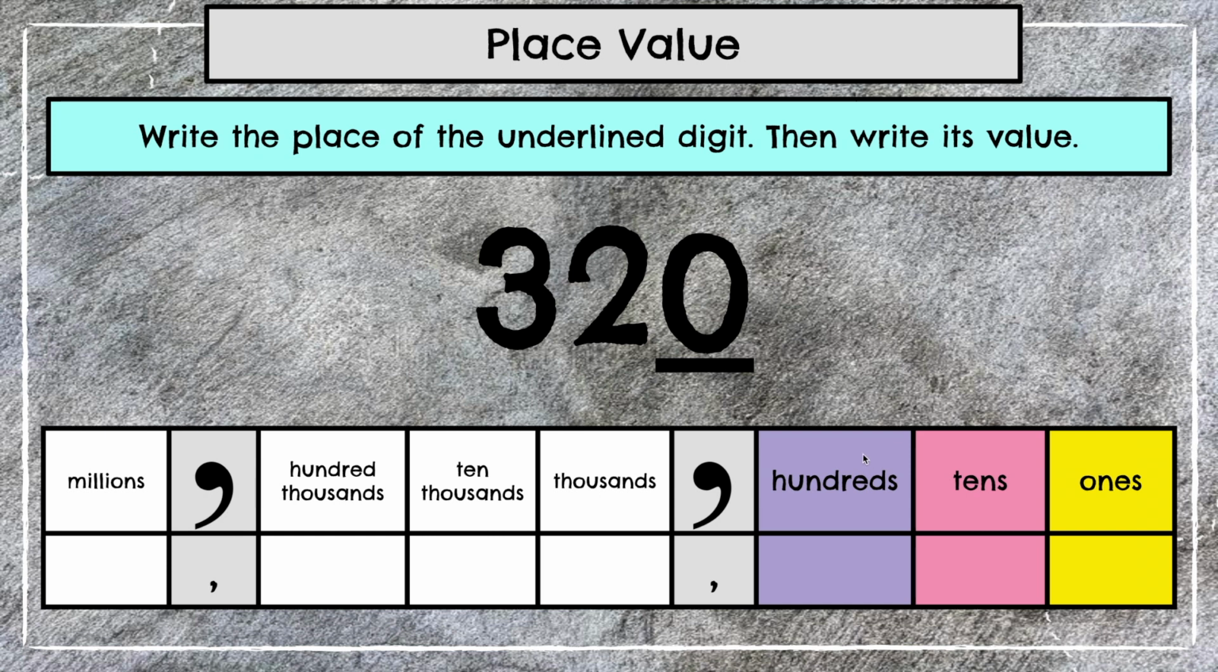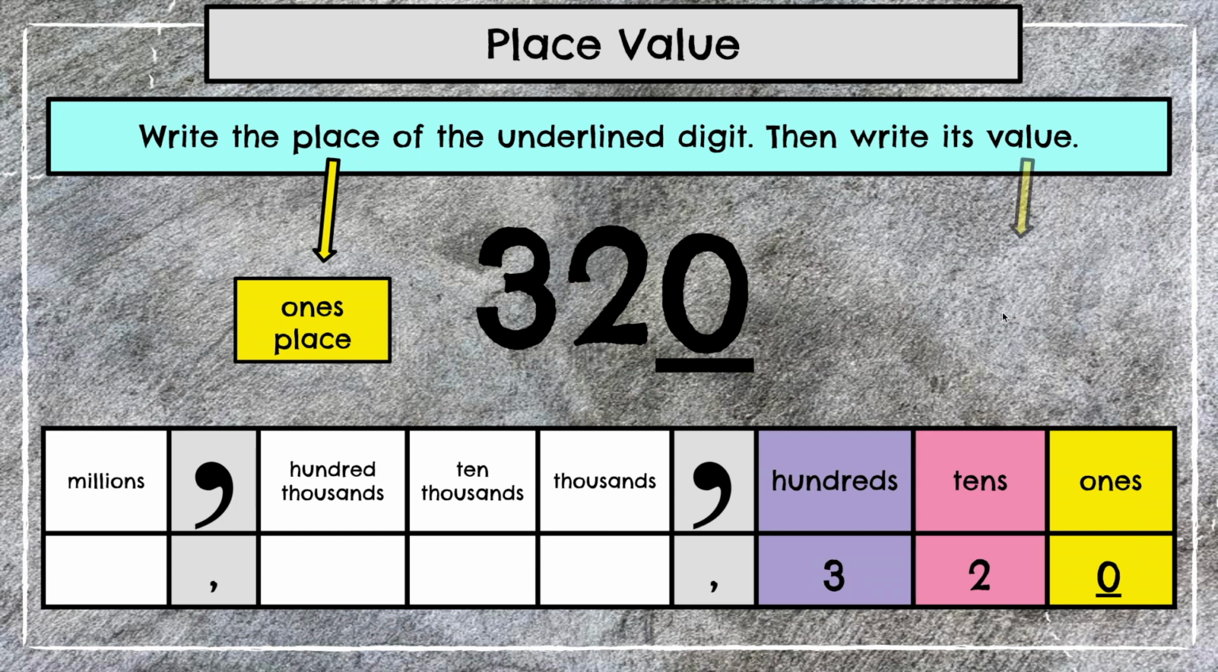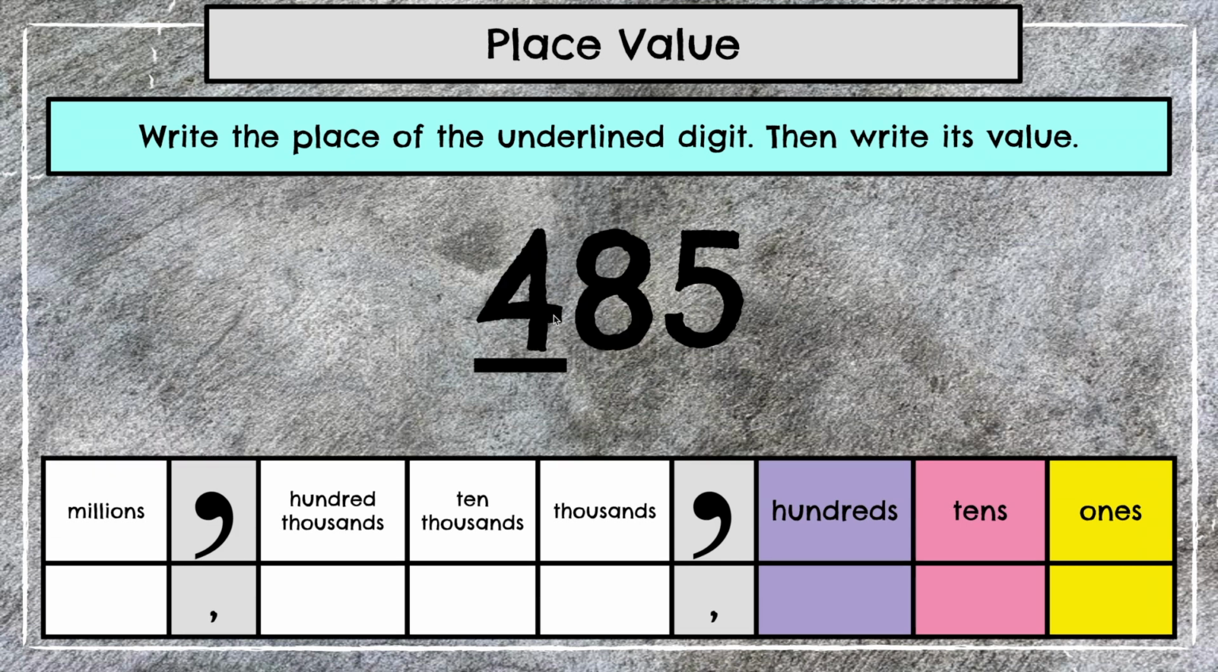320. Let's write it in the place value chart. We notice that the 0 is underlined. The 0 is in the ones place. Now, if the 0 is in the ones place, then that means the actual value of this 0 is simply 0 ones, which simply means that we don't have any ones. We have 0 ones.